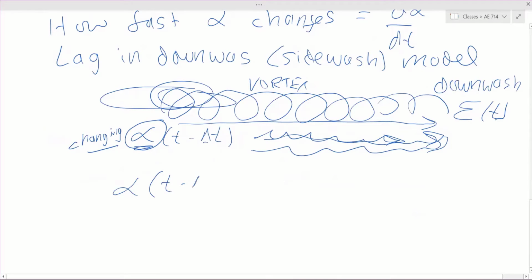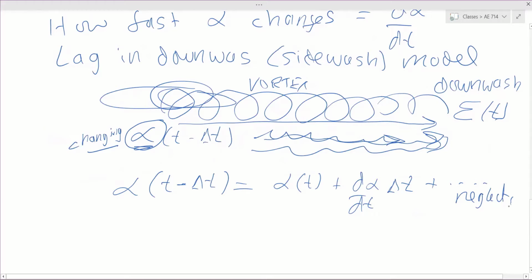this is because of our friend Taylor, who invented the Taylor series. You remember that you can model a variable at some time delta t relative to t as alpha at t plus d alpha by dt times delta t. And you get a bunch more terms that usually you neglect, as long as d alpha squared by dt squared is small. And so there's alpha dot.